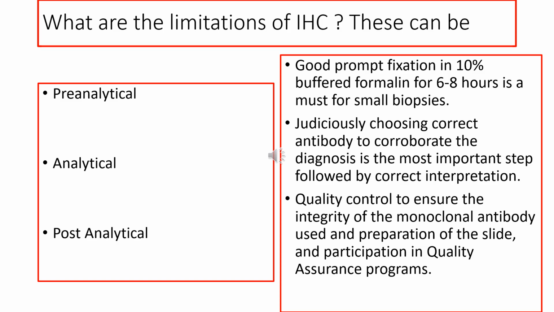The second step with regard to analytical limitations is the pathologist has to judiciously choose the correct antibody to corroborate the diagnosis, and this has to be followed by the correct interpretation. So as I said, any brown color in the slide is not good enough. The color has to highlight the expected cell and the expected part of the cell in the slide.